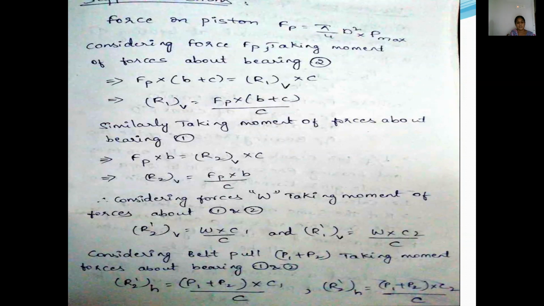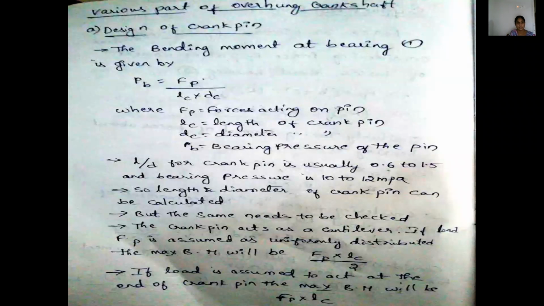Okay, next, considering the belt could be P1 plus P2, taking moment of forces about bearings 1 and 2, R2 dash H is equal to P1 plus P2 into C1 by C. Like that, you should consider both R1 dash and also R2 dash. Next, the various design processes considering the crankshaft.